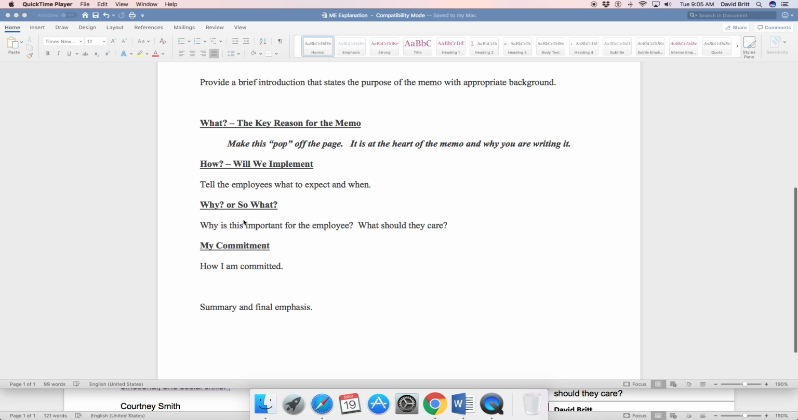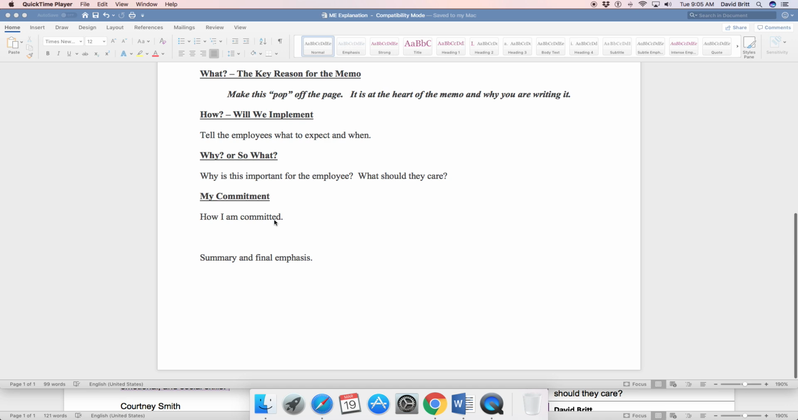And then why or so what. This is very important, and honestly, I don't think leaders today do a very good job of this. Put yourself in the shoes of the employee and go, why is this important to them? Why should they care? And then tell them that. You could come right out and say, this is an important concept for you because it will, and then you'll fill in the blanks on that. And then finally, employees need to see that you're committed, that you as the leader, the department head, or whatever, that you're committed. So you can share your commitment here.